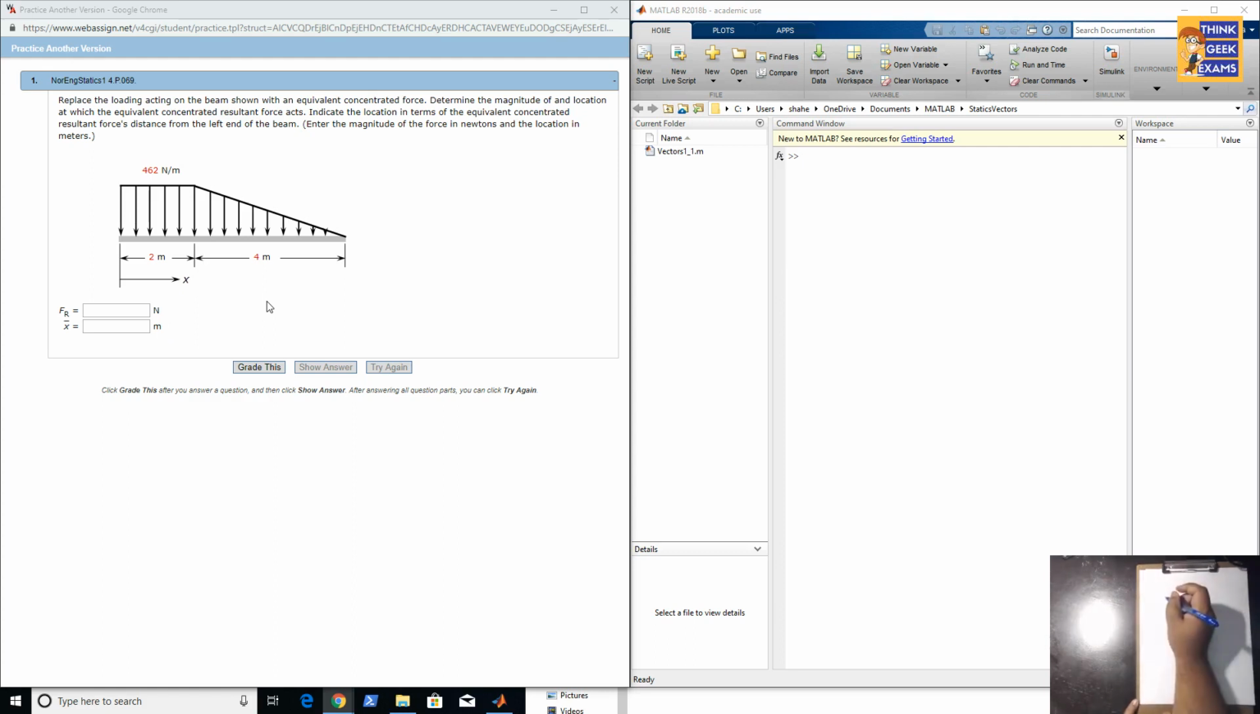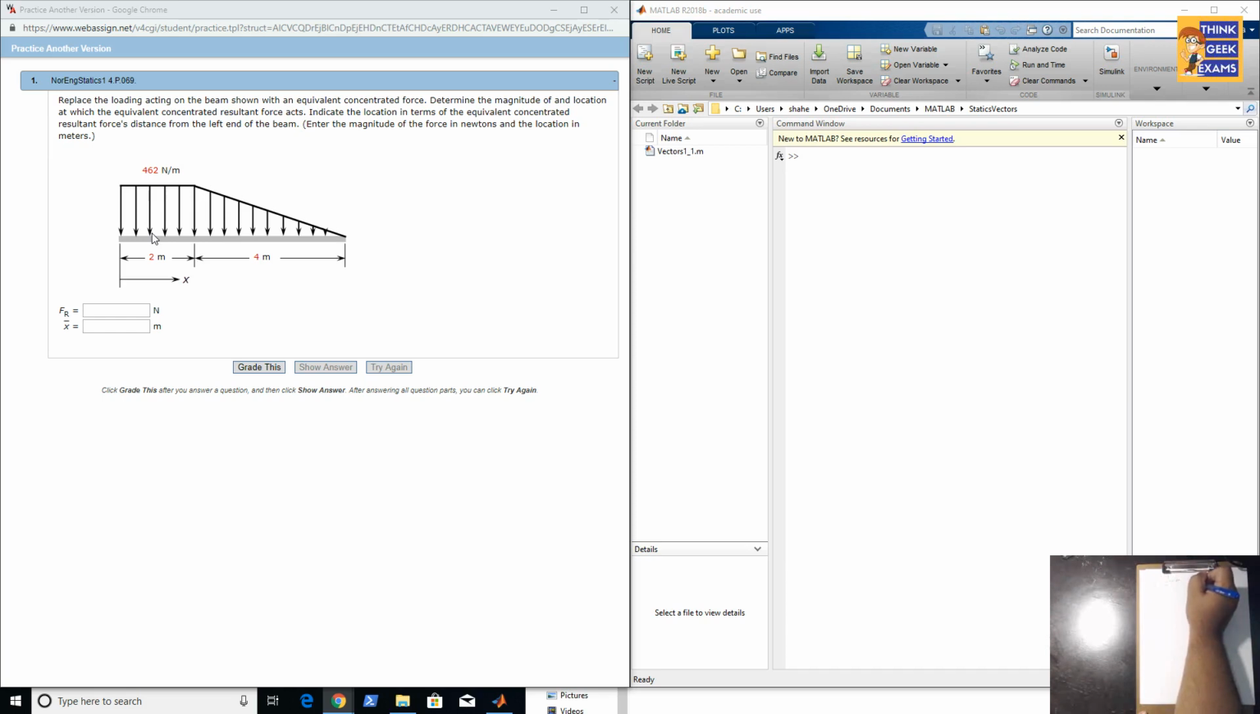So first things first. There are two parts to this. The first part, the force is uniform over here from 0 to 2. So we're going to basically find the force R from this. Force R, 0 to 2, if you can see me writing on the clipboard. Every meter that it goes to the right, there's 462 newtons that are added. So basically this is the formula for the force for the first 2 meters.